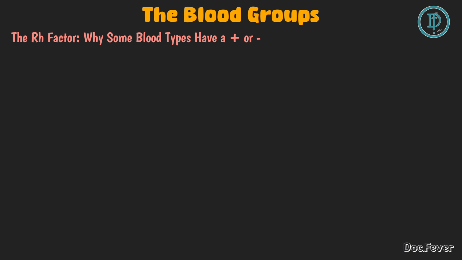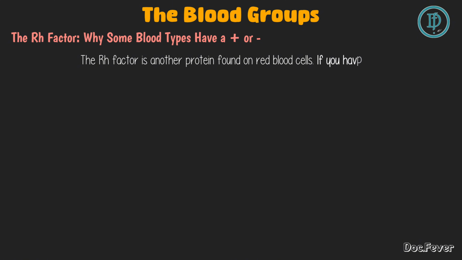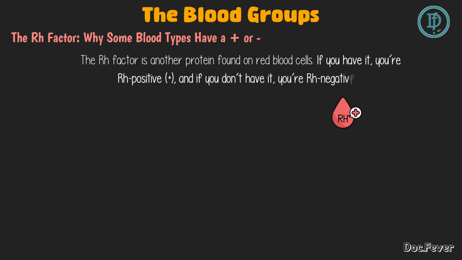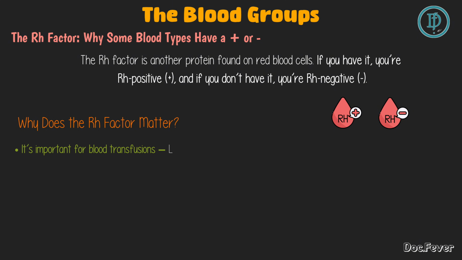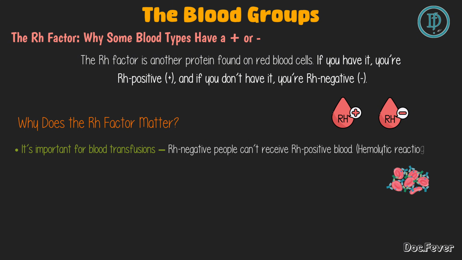Next we will discuss the Rh factor. Why some blood types have Rh positive or negative. Rh factor is another protein on red blood cells. If you have it, you are Rh positive, and if you don't have it, you are Rh negative. Why does the Rh factor matter? It is important for blood transfusions. Rh negative people can't receive Rh positive blood, otherwise it can cause hemolytic reaction.